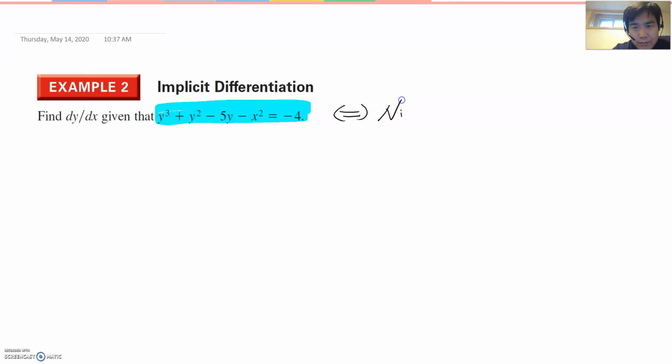Therefore, we can say that this is not a function form. So in this case, we cannot utilize the regular function properties and methodology. So this time we will do a little bit different way.